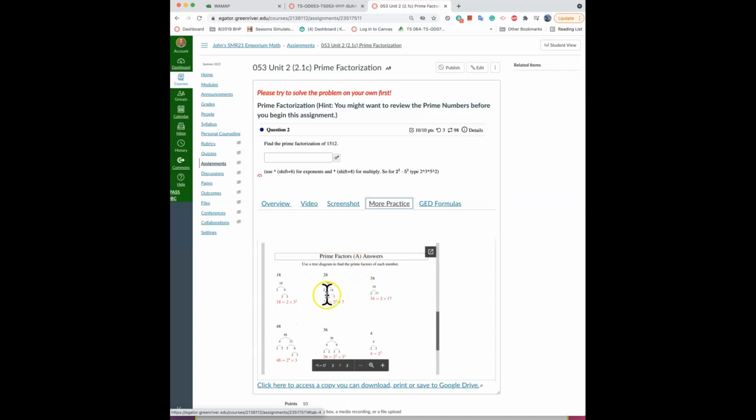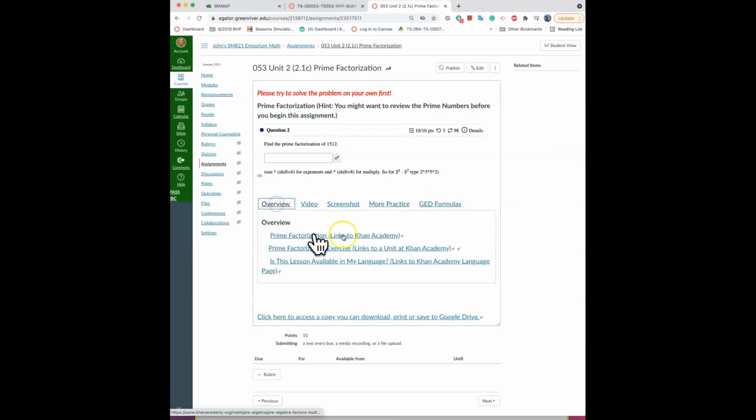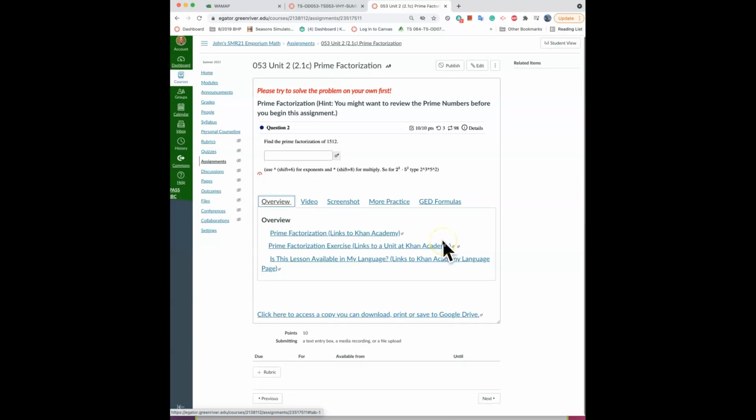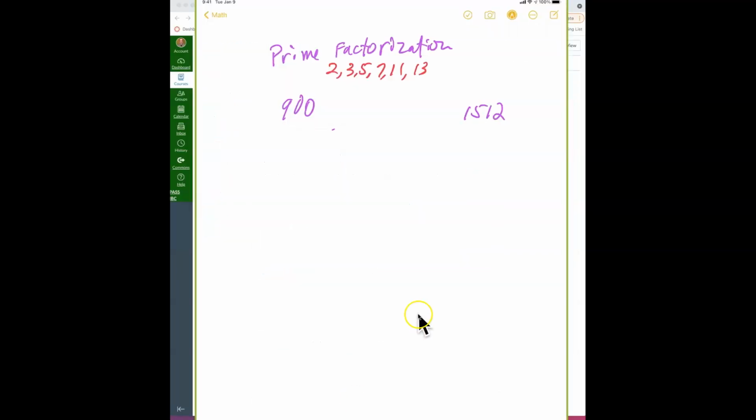They use a prime factor tree, and I'll show you how to do that now. And then, of course, the GED formula sheet's also available, and links to Khan Academy and another language. So you can go ahead and try those links. But let's go ahead and take a look at the tablet and see how it looks.